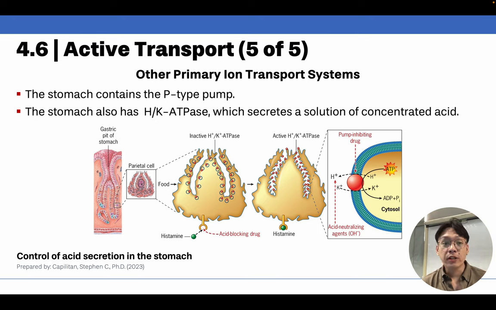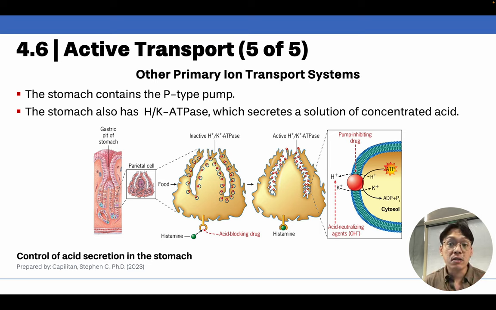For active transport, another primary ion transport system that we can find in the human body is in the stomach. It contains the P-type pump, the hydrogen-potassium ATPase, which secretes a solution of concentrated acid. Acid secretion can be controlled in the stomach. In the resting state, the hydrogen-potassium ATPase molecules are present in the walls of cytoplasmic vesicles. In the cytoplasm, there are vesicles. These H and K ATPase molecules are found surrounding each of these vesicles, not just one, but a lot of them.